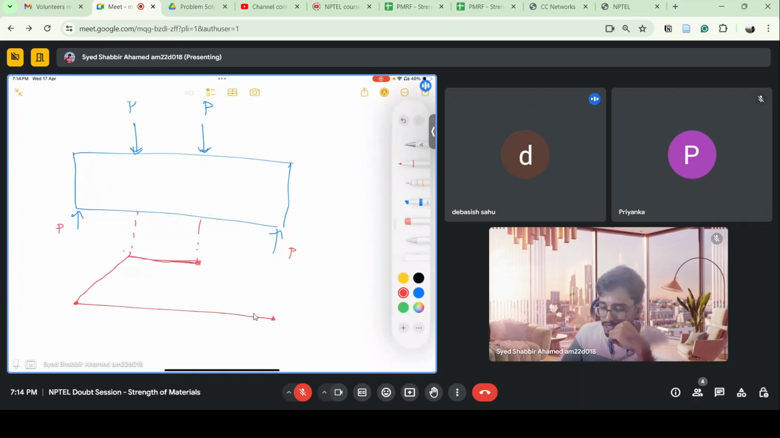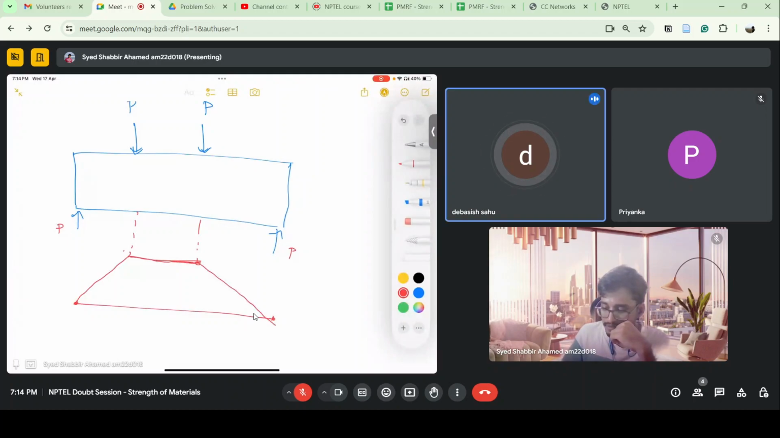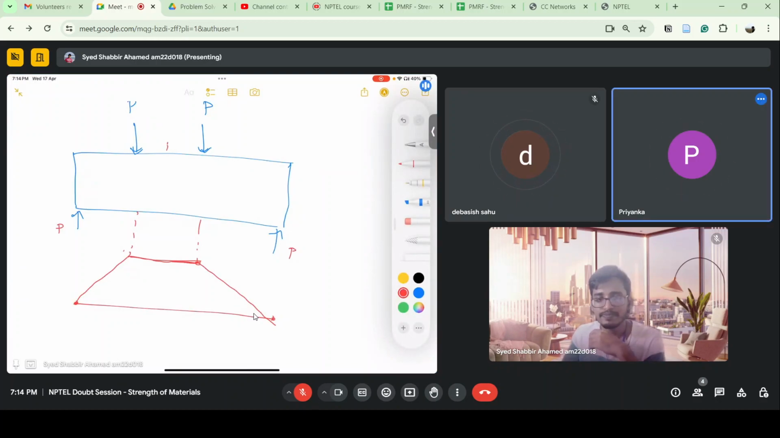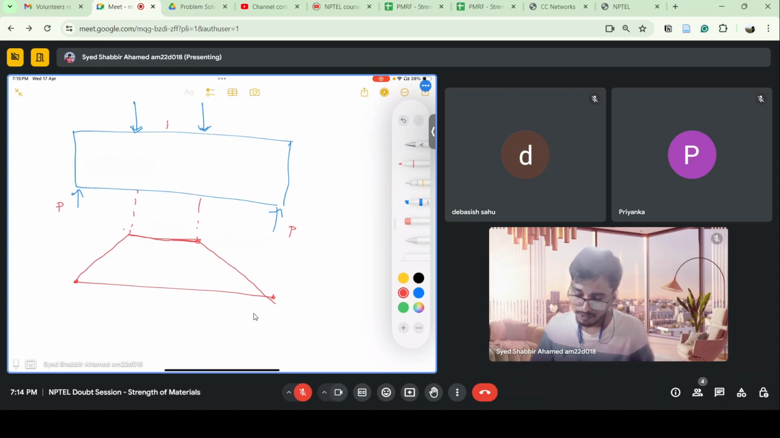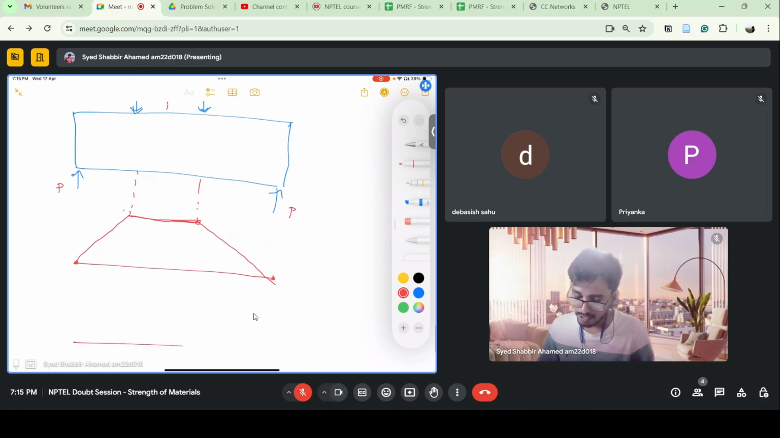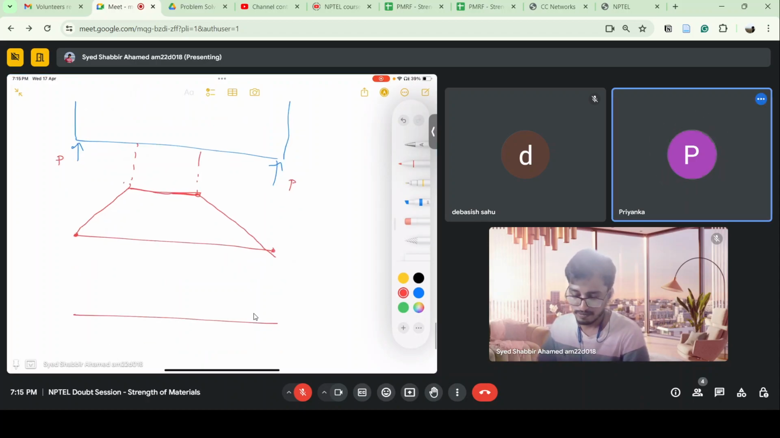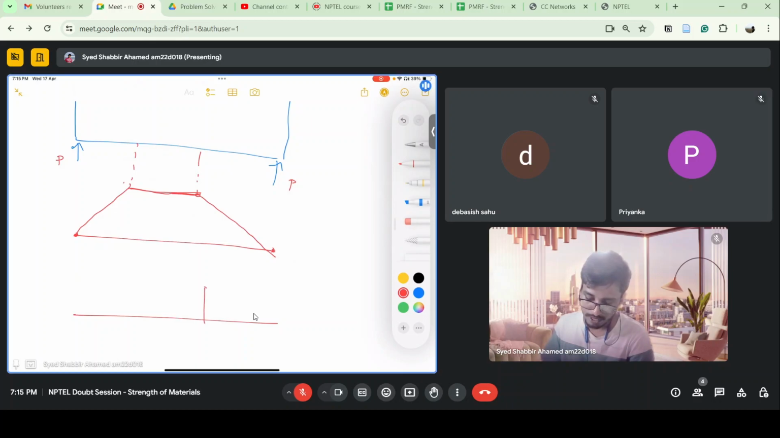Why is it constant in this section? Because shear force is zero in that section, sir. Yeah, because shear force is zero, bending moment is constant here. Okay. And if I draw the shear force diagram, how will it look? Two boxes at two ends. Okay. It will look something like this, right?